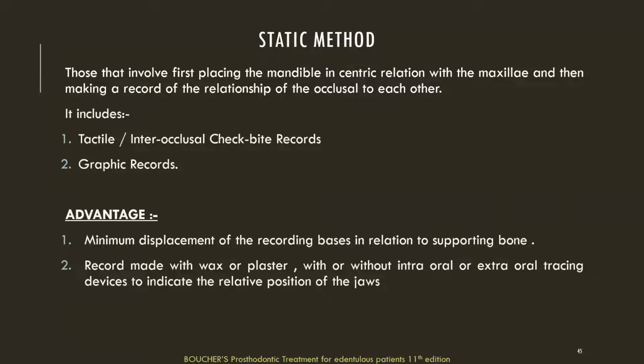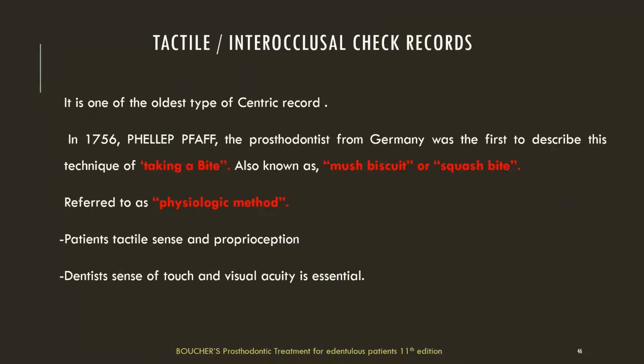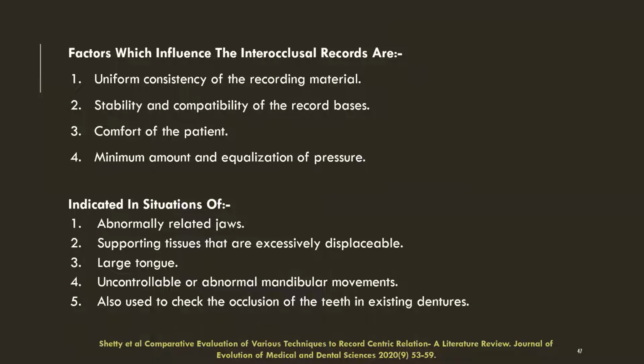The advantage of this is that there is minimum displacement of the recording bases, and the record is made of wax or plaster with or without intraoral or extraoral tracing devices. So this is the tactile or interocclusal check records. It is also called a non-precision jaw relation recording, made by placing a thermoplastic or rigid material between the rims and guiding the patient to close onto the material. The factors which influence the interocclusal records are uniform consistency of the recording material, stability and compatibility of the record base, comfort of the patient, and minimum amount and equalization of pressure.